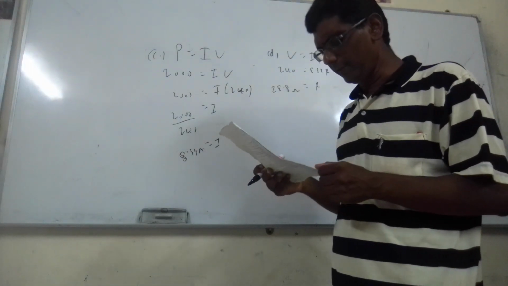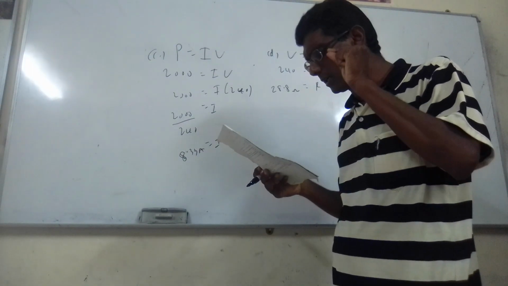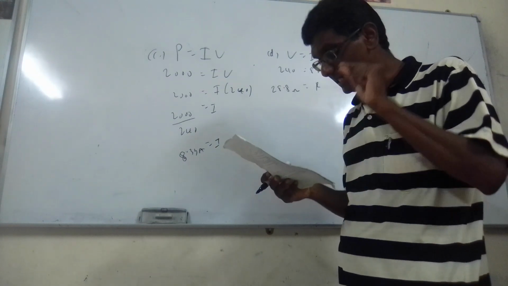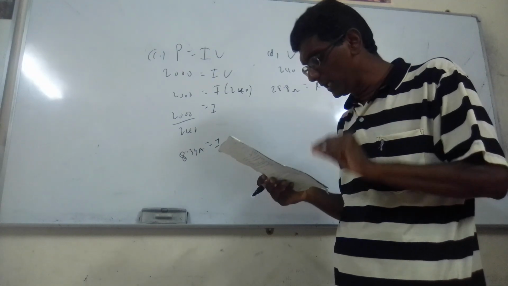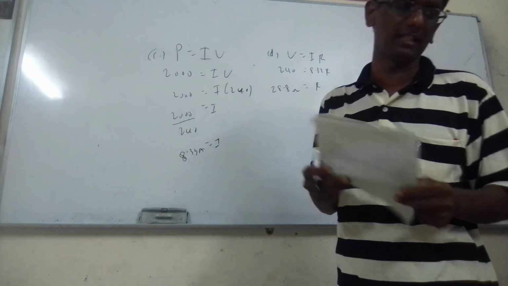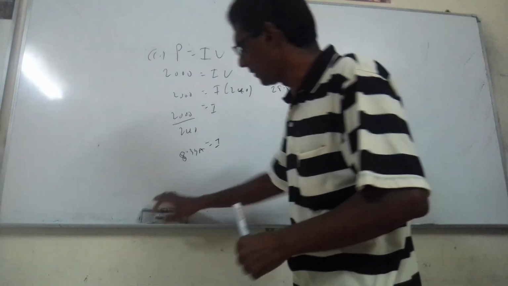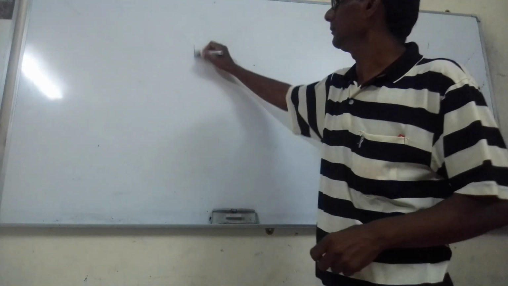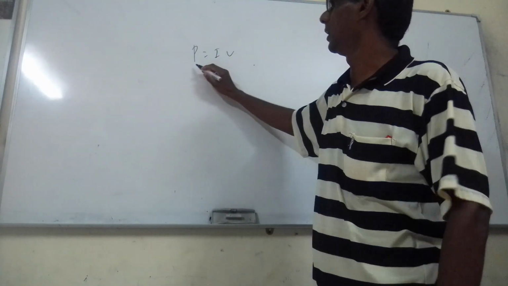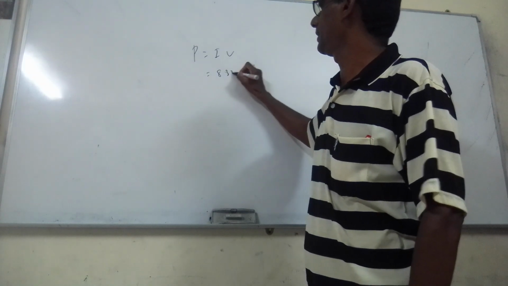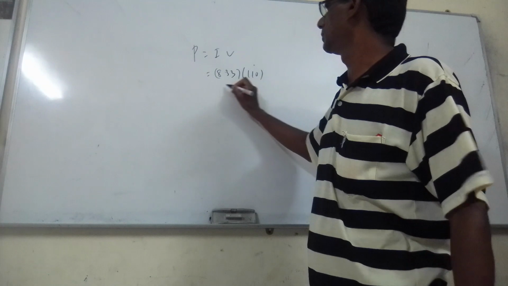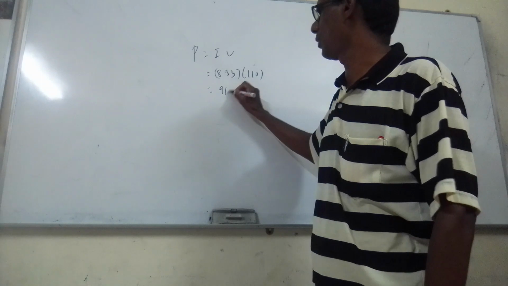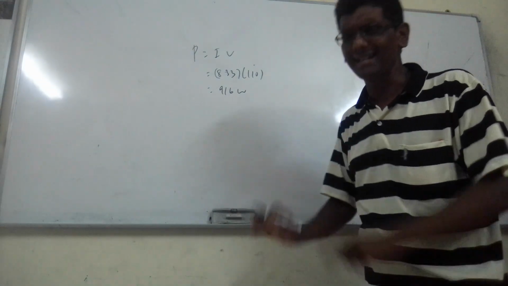Question E. If the immersion heater is connected to a 120 volt supply, what will be the heating power of the immersion heater? Okay, for example, P equals IV. The current is 8.33 and the voltage is 120 volt. So if you do this, you get 960 watt. But this is not the correct answer.